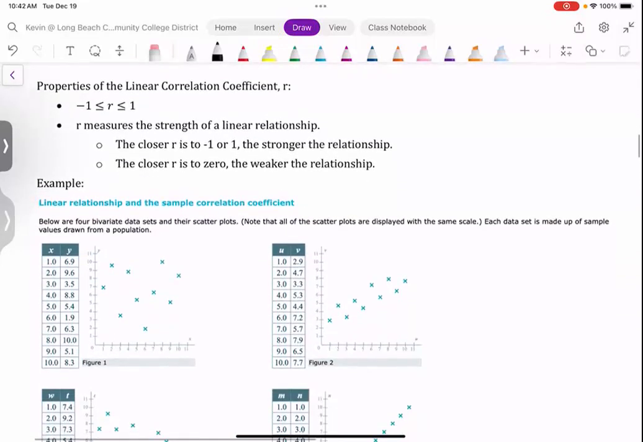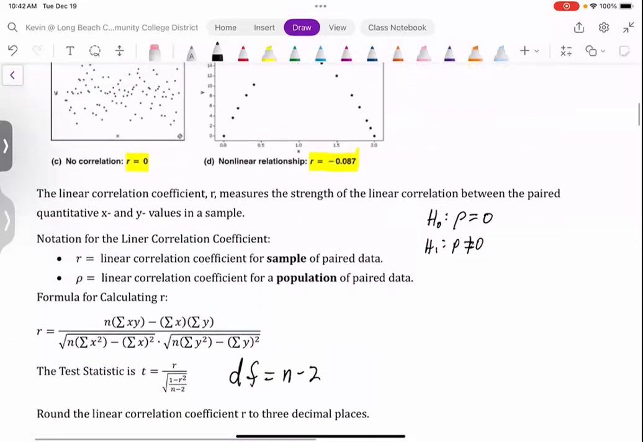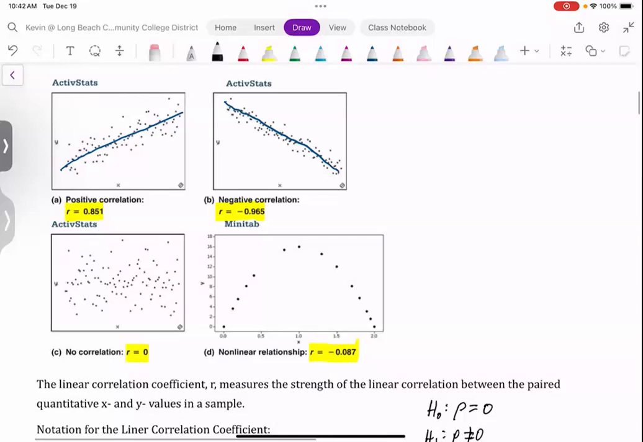Let's talk about some properties. R, the linear correlation coefficient for the sample, is always going to be between -1 and 1. And the closer to 1 or -1, the stronger the linear relationship. The closer to 0, the weaker the relationship. And I want to go back up to these graphs up here real quick. You can see A and B are very close to 1 and -1. In fact, you can see B is very close to -1. However, when there's no correlation, R is at 0. And when we have a nonlinear relationship, it's also closer to 0.